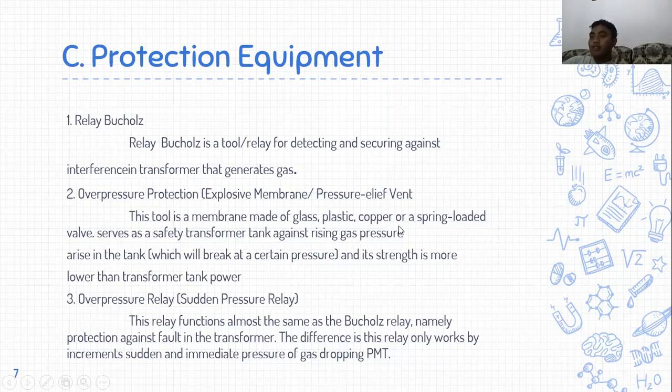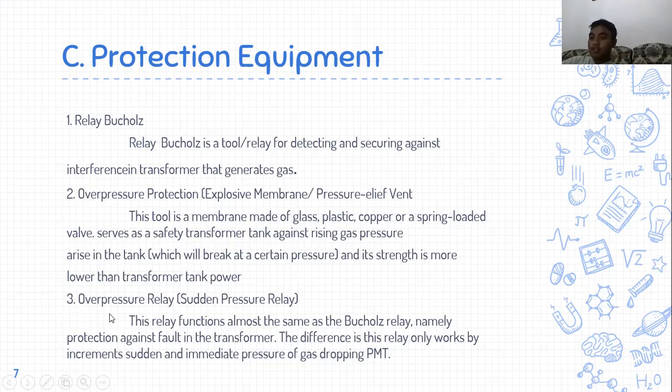Number two is overpressure protection, or explosion membrane, or pressure relief. The tool is a membrane made of glass, plastic, copper, or a spring-loaded valve. It serves as a safety for the transformer tank against rising gas pressure in the tank. It will break at certain pressures, and its strength is lower than the transformer tank.